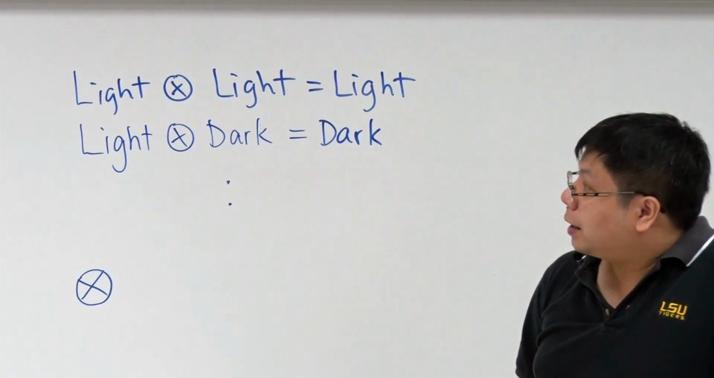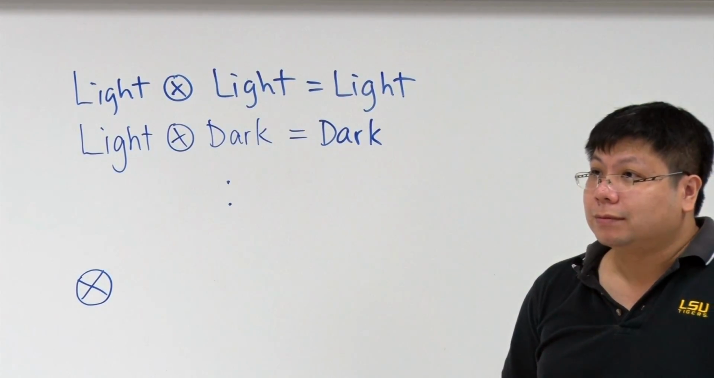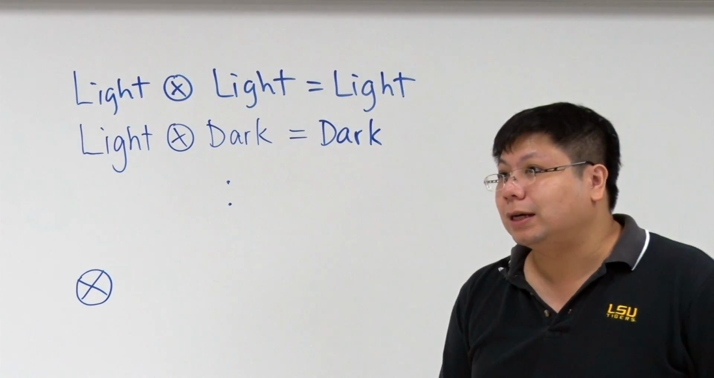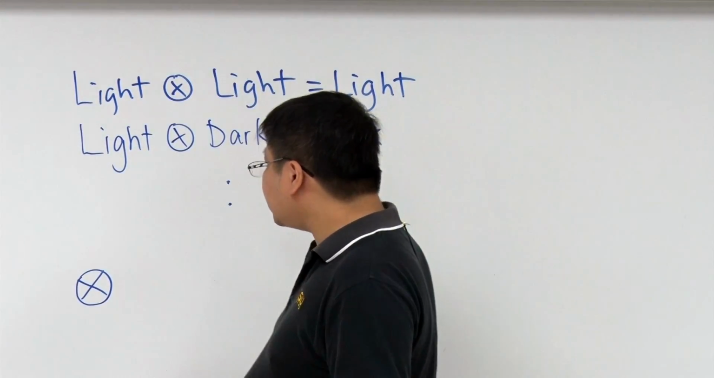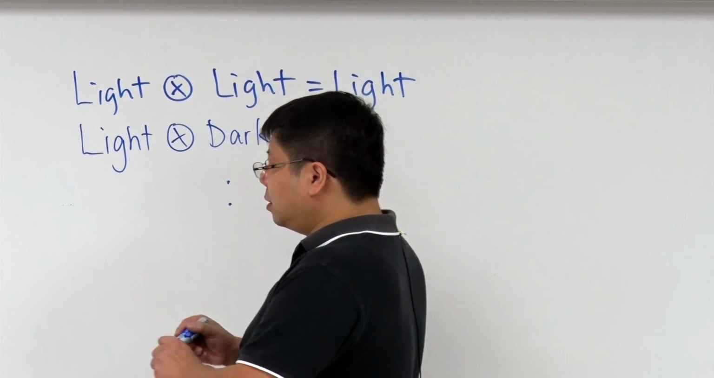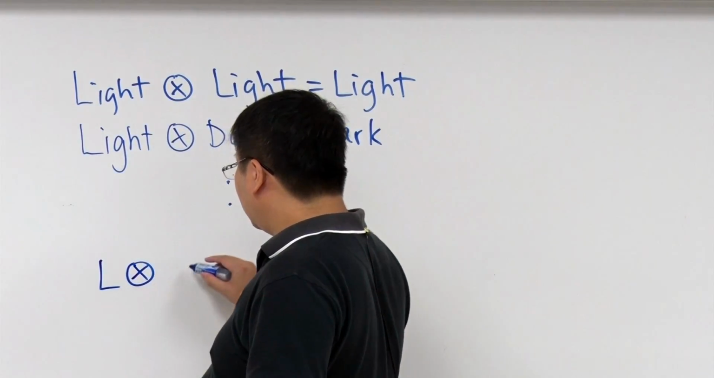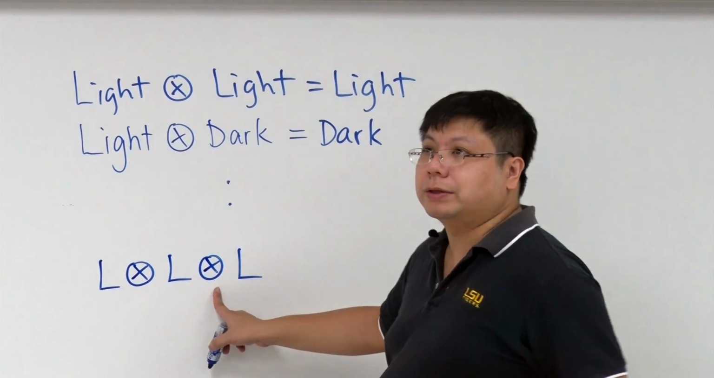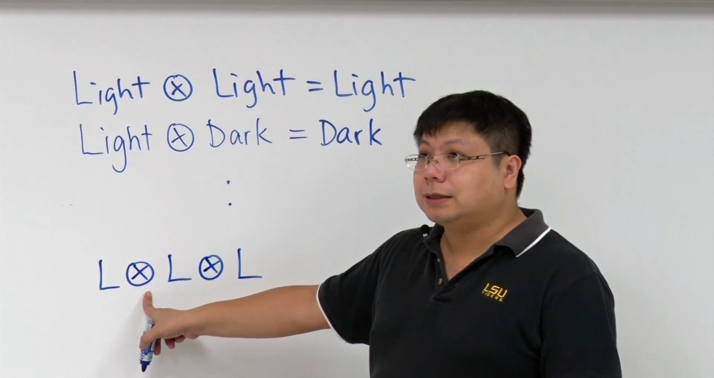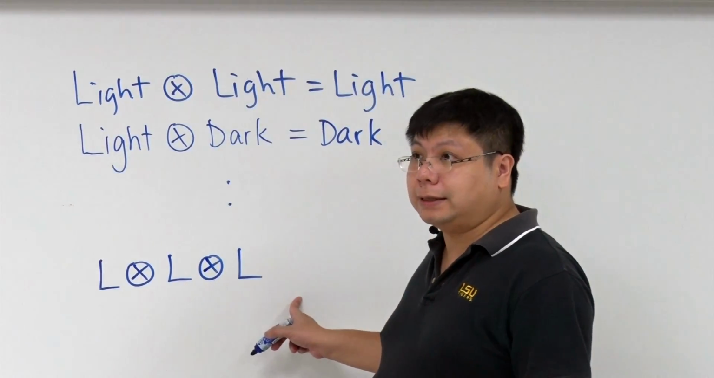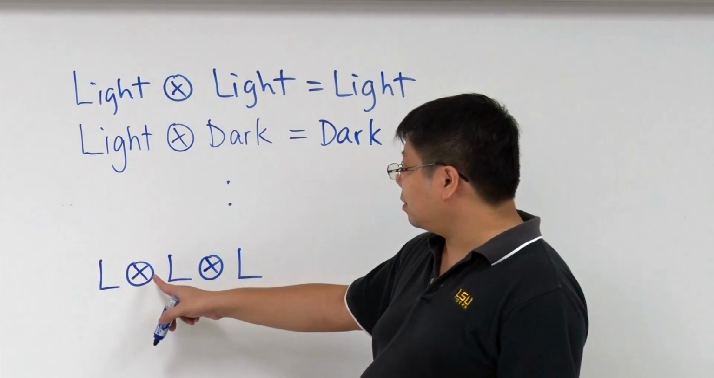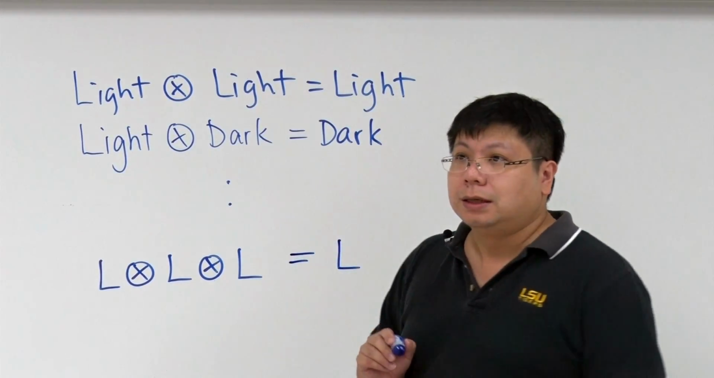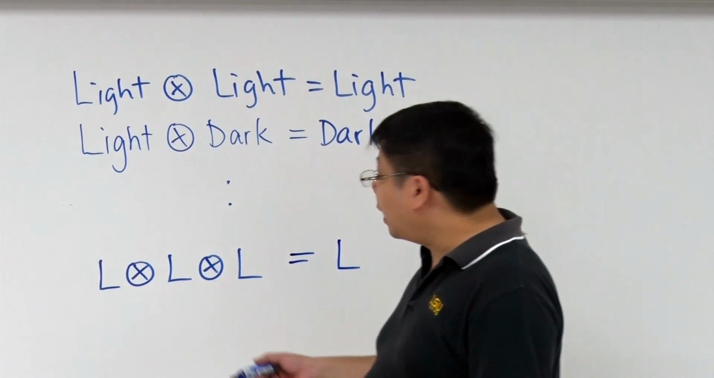Is that okay? And is it associative? Now, associative is difficult. We really need to check. Okay, is it associative? So let's take a look. How many cases are there? We check whether it matters if I do this first or do this first. If I do this first, I will get light, and then light. If I do this first, I will have light cross light, so it is light. So this one is okay.